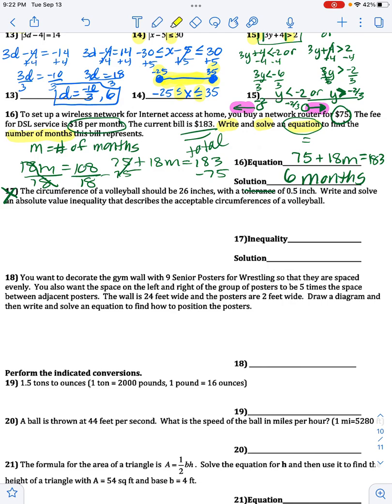Posters. You already know there's a poster problem because I keep telling you there's a poster problem. So you want to decorate the gym wall with 9 senior posters for wrestling so that they are spaced evenly. You also want the space on the left and right to be 5 times the space between. So think about how you would do that. If the spaces are x, then 5 times that is going to be 5x.